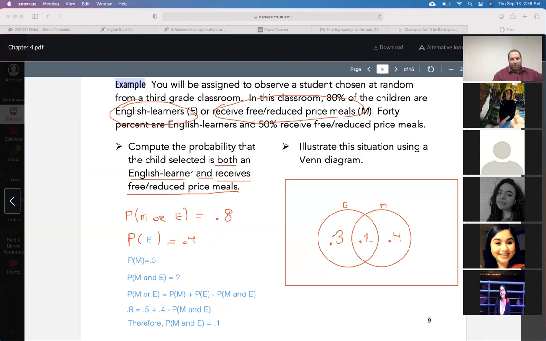And notice, by the way, that when we add them all together, what do we get? 0.8. Which is what M or E is, which means what number do I have on the outside? 0.2.